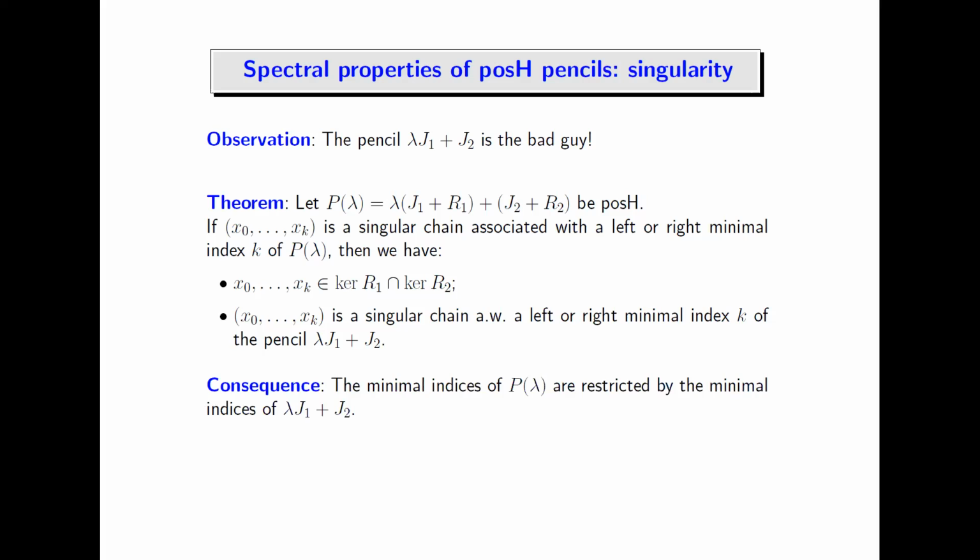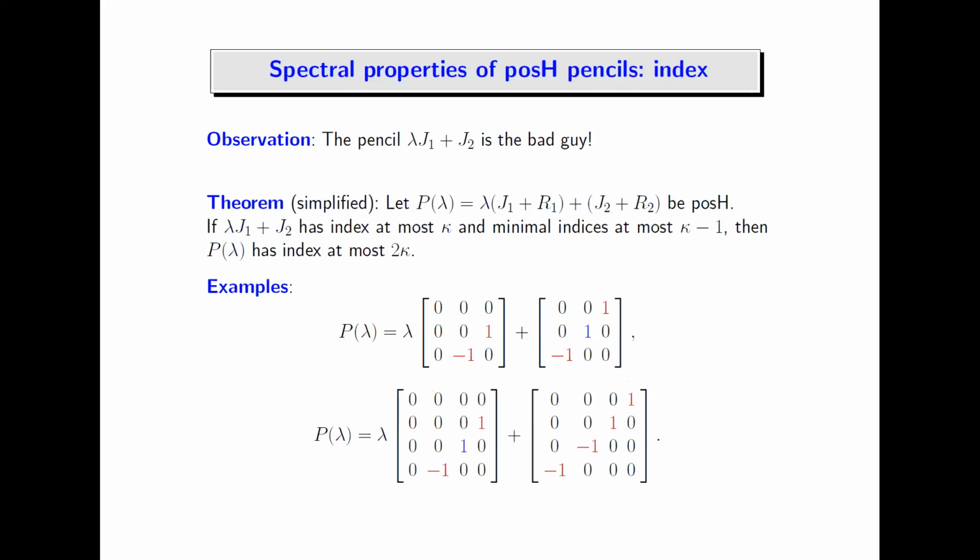Is this only for the minimal indices, or can we also say something, for example, for the index, for the eigenvalue infinity? Yes, it's a little bit more complicated here. It turns out that if the index of the underlying skew Hermitian pencil is at most k, or the minimal indices are at most k minus 1, then the index of the pencil is restricted to be at most 2 times k. But this number kappa may actually double. And here are 2 examples.